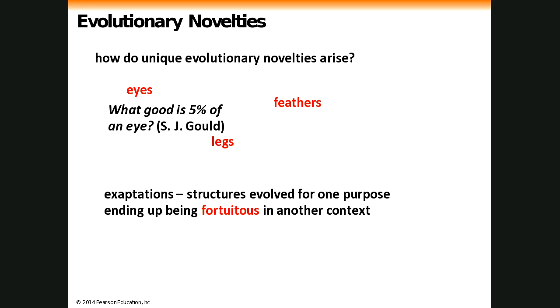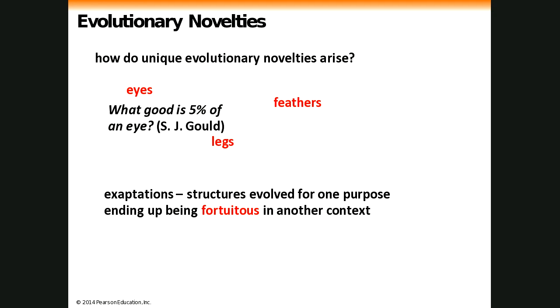Stephen Jay Gould, who was an evolutionary biologist at Harvard, used to write an article, and one of the things he mentioned in the article was this. He asked a rhetorical question: what good is 5% of an eye? The eye that we have today is a very complex structure, and it couldn't have evolved all at once, right? But Gould says, what good would only part of an eye do? 5%, 10%, he's just using a number. It wouldn't function.